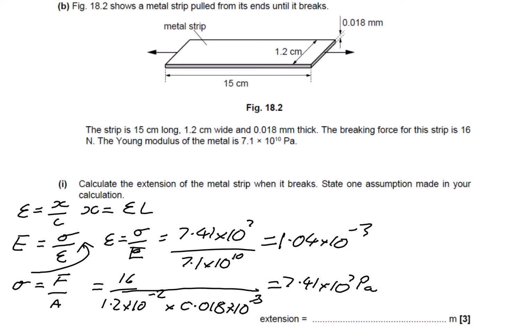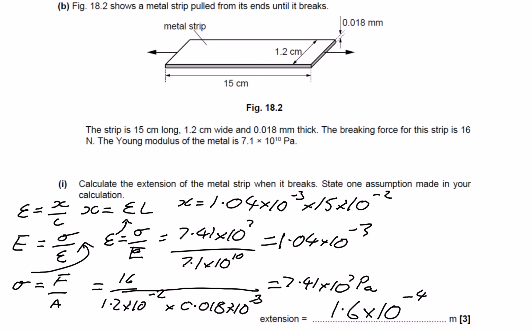to the minus 3. And now that I know my strain, I can put that into my final formula up the top, working backwards. So put that into here, and that will tell me when my extension is going to equal 1.04 times 10 to the minus 3. Multiply that by my original length, which is 15 centimetres, not forgetting to put that into metres, like I have done with everything else, and then that will come out as an answer of 1.6 times 10 to the minus 4 metres.